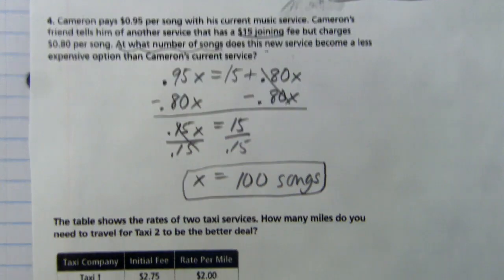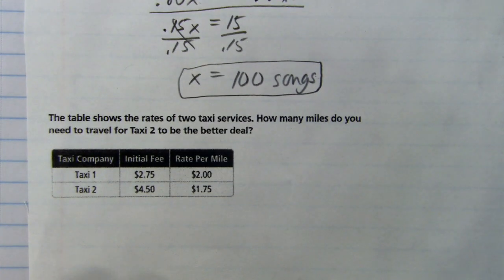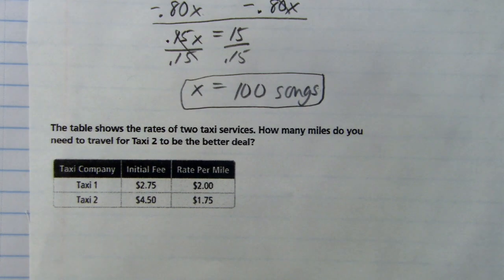Okay, I'm gonna scoot this up. Why doesn't Cameron just do the math himself? I don't know. Maybe he's only 3.